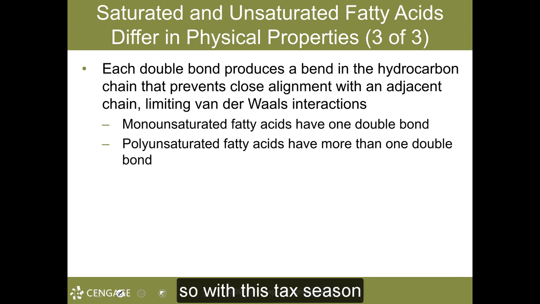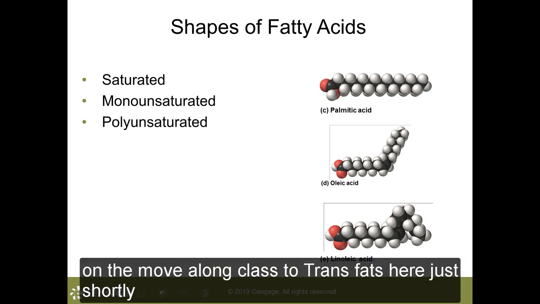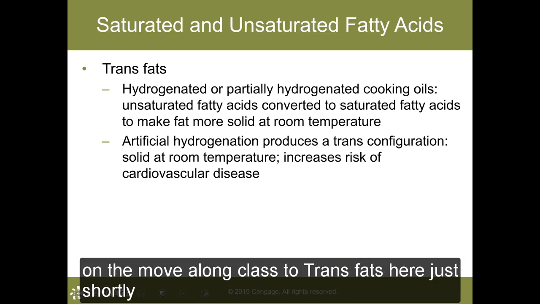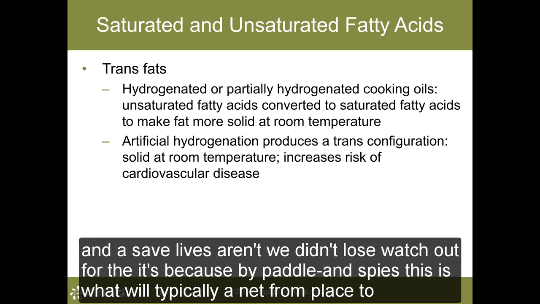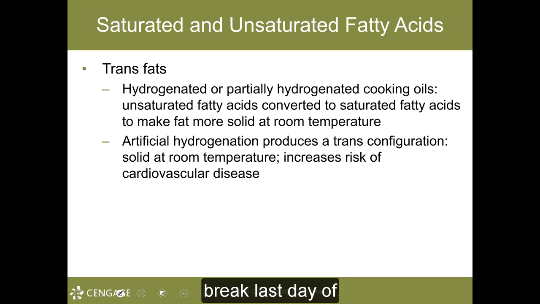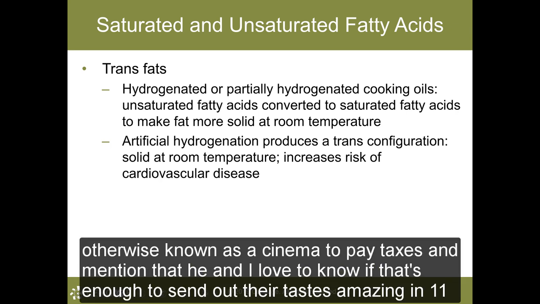So with this, excuse me, I'll now move on to trans fats here just shortly. So these are typically hydrogenated or partially hydrogenated cooking oils. And I say, please watch out for these. Because by adding those hydrogen atoms, this is what will typically, A, make your food taste good, but, B, kill you.